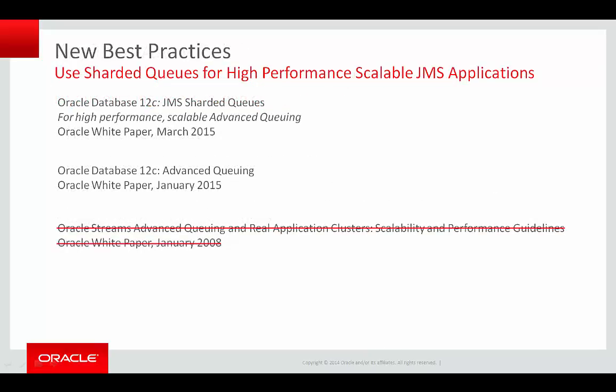Earlier in 2015, we introduced two new white papers. There's a new white paper on JMS Sharded queues. All the performance numbers that I'm covering in this presentation are covered by that white paper. In addition, we've revised the Advanced Queuing white paper and tutorial and covered new best practices. If you're one of the customers using the Advanced Queuing and RAC white paper that provides guidelines on scalability and performance for the non-sharded queues, you're probably one of the people who should be considering using JMS Sharded queues. I'd like you to throw away that old white paper and read the JMS Sharded queue white paper.